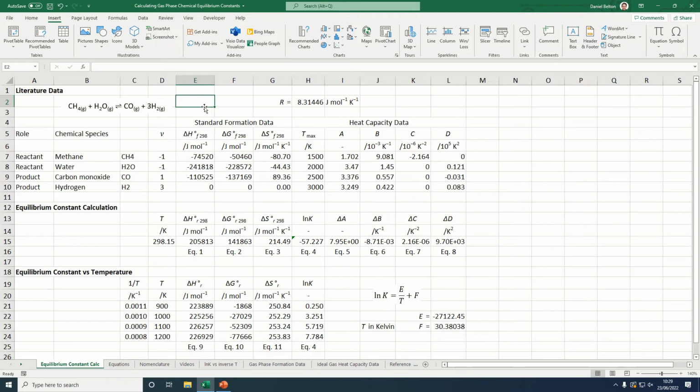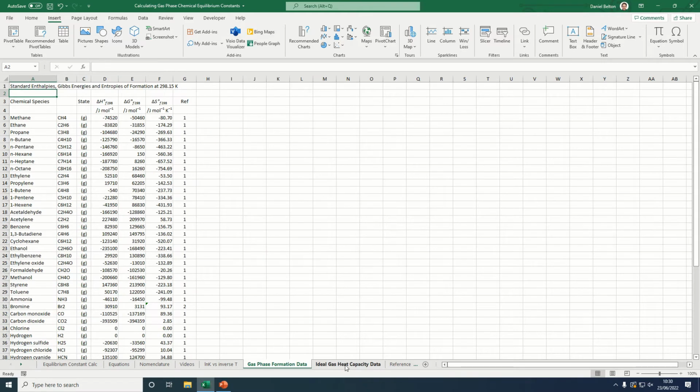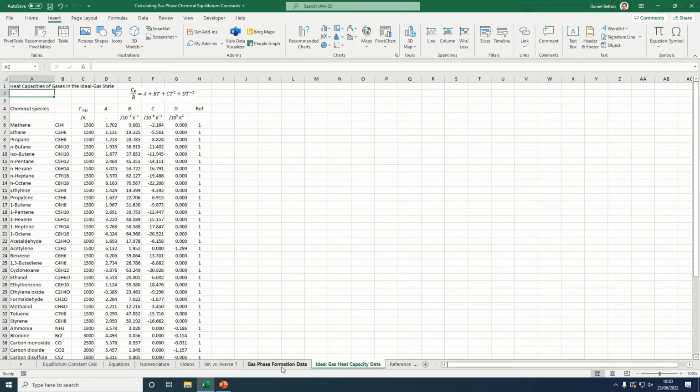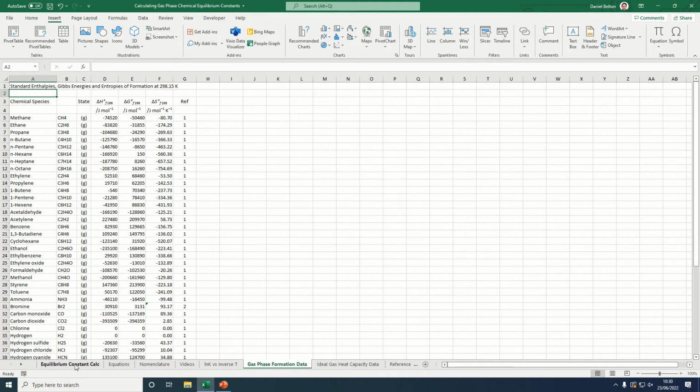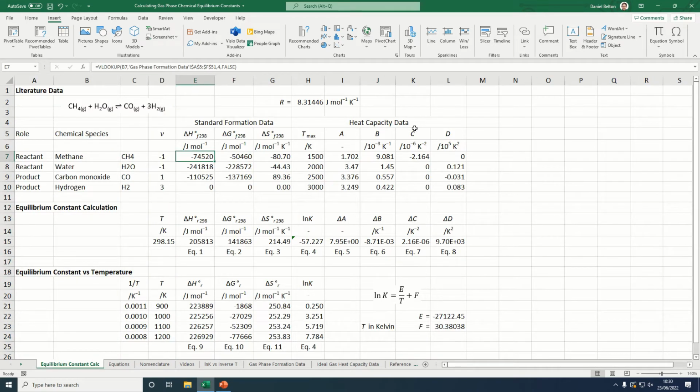Okay, so what have we got here? Well, the first section is just gathering up the literature values that we're going to need. So we've got the different species, and then we can look up for those the values of the standard enthalpy of formation, the standard entropy of formation, the standard Gibbs energy of formation, all at 298.15 Kelvin. And these values come from other worksheets that are shown here, so we can look those values up. There's also values for the heat capacity coefficients.